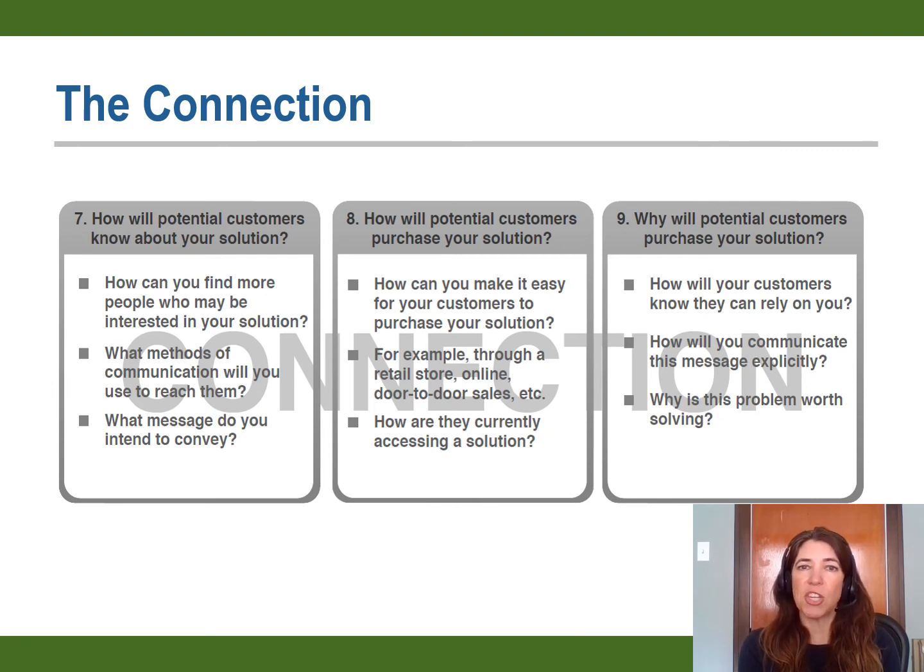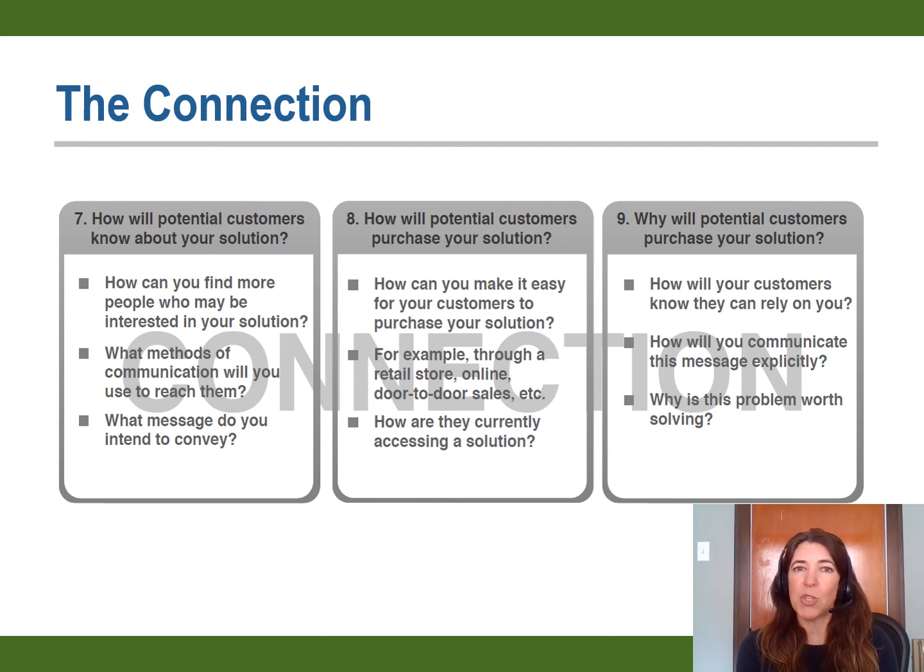The first question in box 9 asks, how will your customers know they can rely on you? It is important for potential customers to know they can depend on you and know they'll receive a consistent product or service. Have you ever dealt with a business that doesn't have consistent hours? You might drive by once or twice to see if it's open, but if you drive by a third or fourth time and see it's still closed, you'll be more likely to go somewhere else that has more consistent hours.